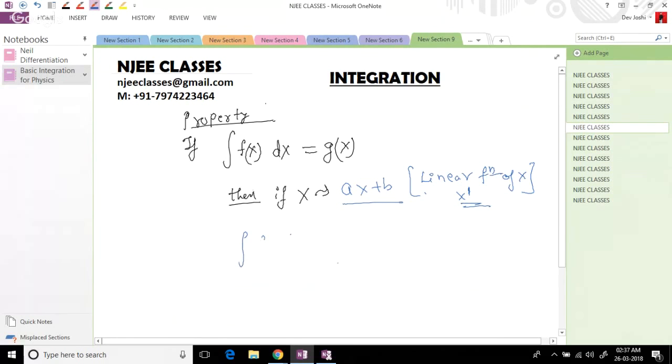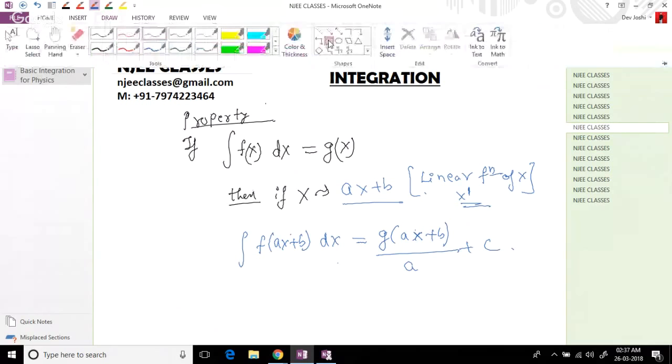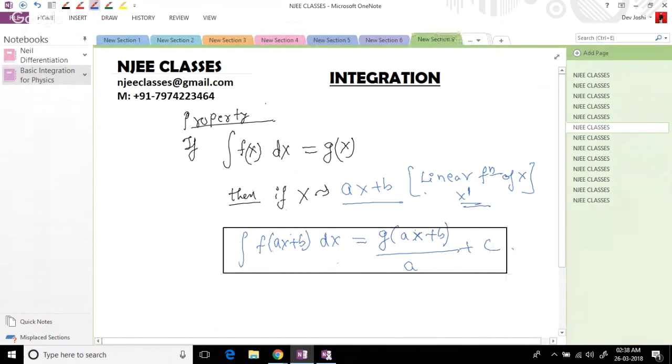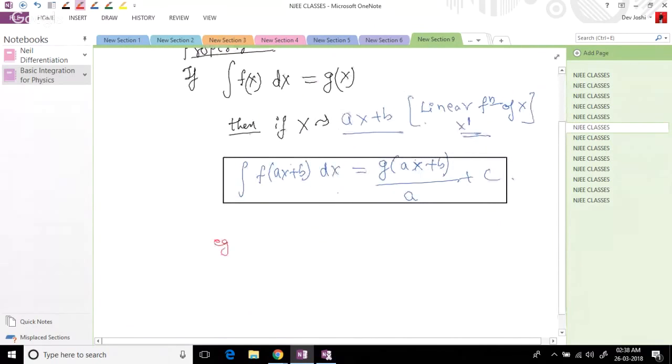then the integral of f(ax + b) dx is simply equal to g(ax + b), dividing the whole expression by the coefficient of x, plus c. That will be our final answer. So the integral of f(ax + b) is going to be g(ax + b) divided by the coefficient of x, that is simply a.